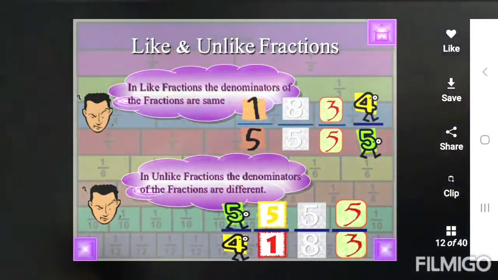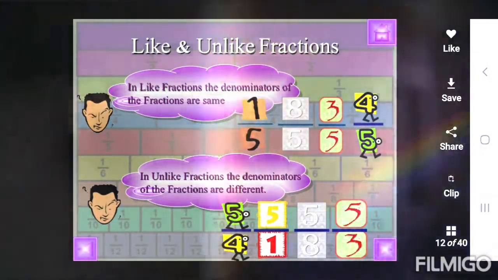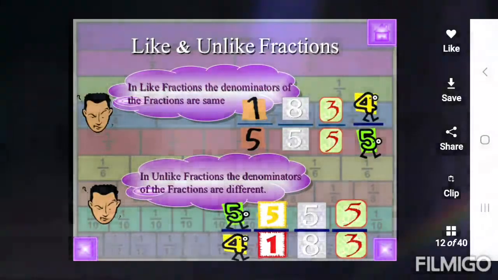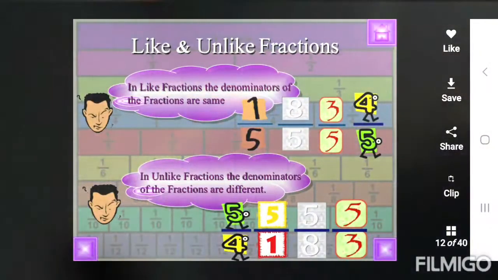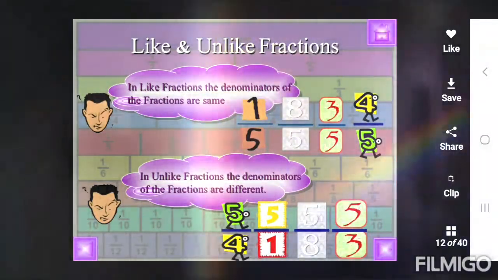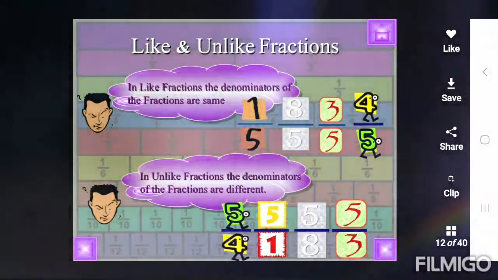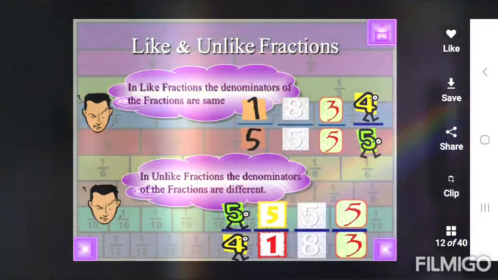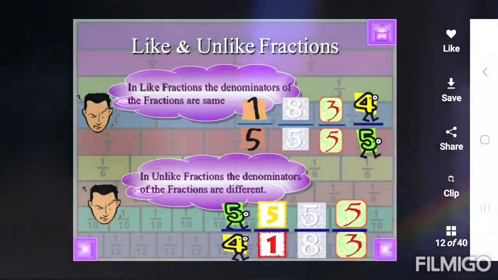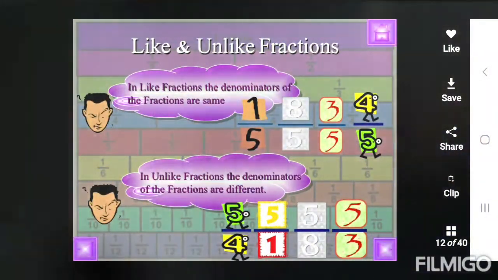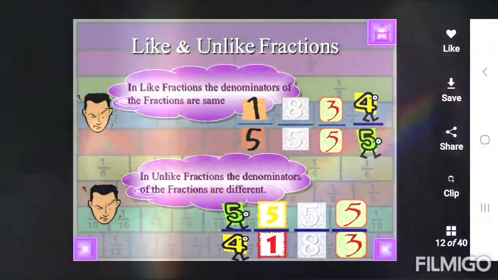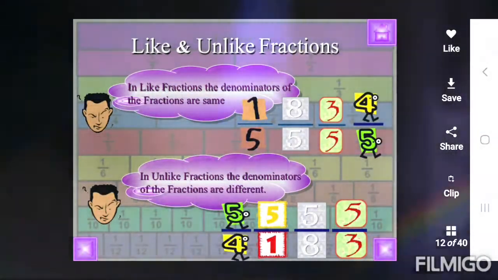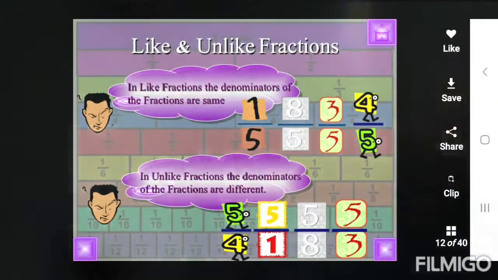What are unlike fractions? In unlike fractions, the denominators of the fractions are different. 5 upon 4, 5 upon 1, 5 upon 8, 5 upon 3. Here, the numerators may be same, but the denominators are different. So, these are unlike fractions. So, unlike fractions have all the denominators different. Like fractions have their numerator different, but denominators same.